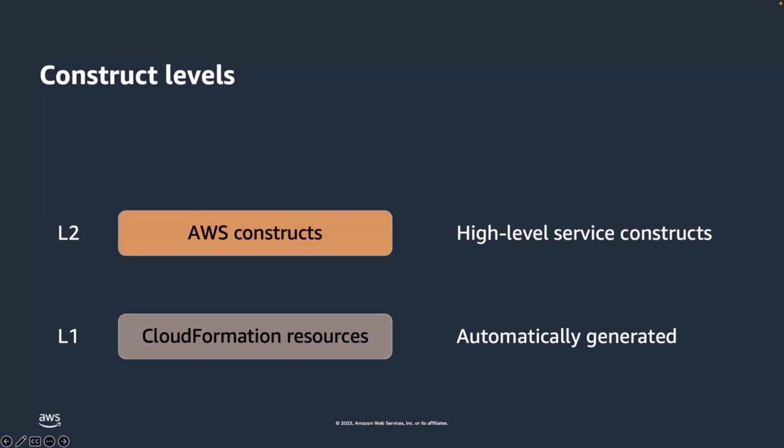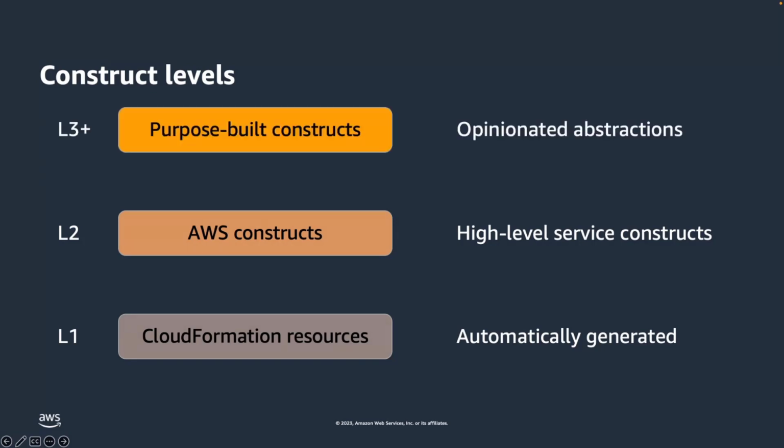L2 constructs are the higher level service constructs that represent resources scoped to a single service, such as an S3 bucket or a VPC. These constructs are simpler and require very little input to generate complex CloudFormation templates. These can have many defaults and opinions. And then finally, we have our L3 constructs, which are opinionated abstractions that bring together multiple services to deliver a fully integrated solution or use case.